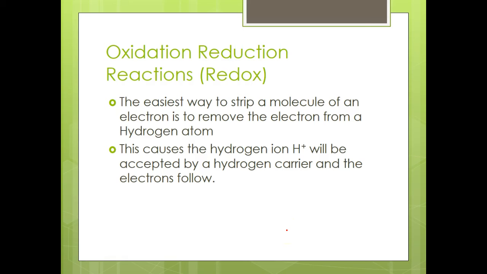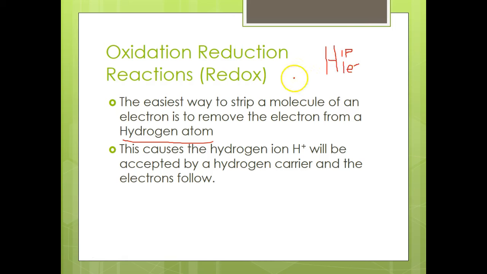The easiest way to strip a molecule of an electron is to remove that electron from a hydrogen atom. Now, you know at this point that a hydrogen atom is a hydrogen with one proton and one electron. If you look at hydrogen on the periodic table, it has a mass of 1 and an atomic number of 1. So the atomic number says that it's 1 proton, and the mass says that it's 1, so it has to be just the 1 proton, no neutrons.